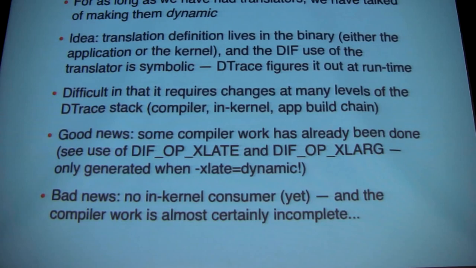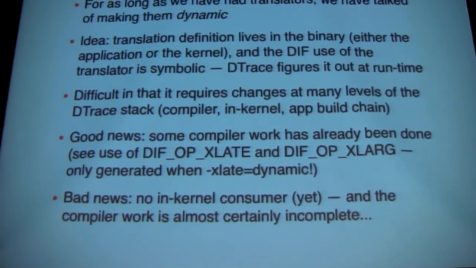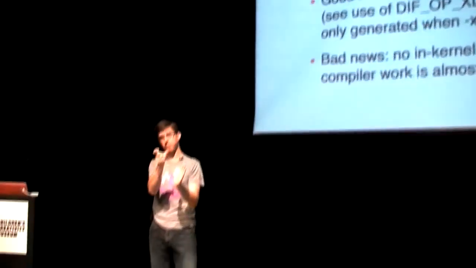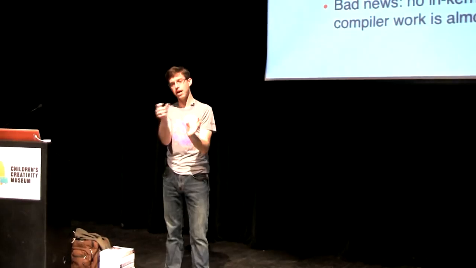When you compile your D, it gets compiled into this very simple assembly language, effectively, that is non-Turing complete, called DIF. And what we need to do is, in that DIF, instead of having loads of offsets from structures, you need to have something symbolic that's going to translate and invoke a particular translator, the definition for which is in the DOF.